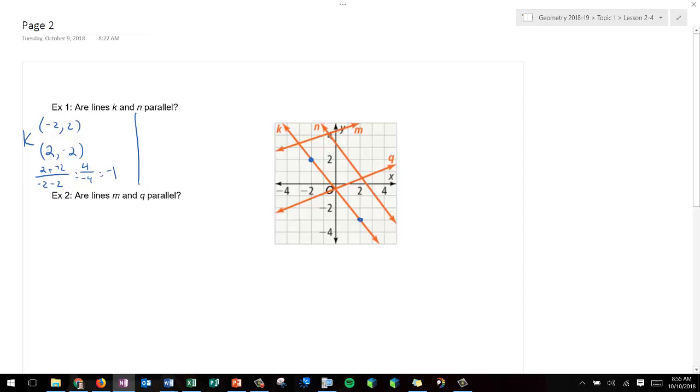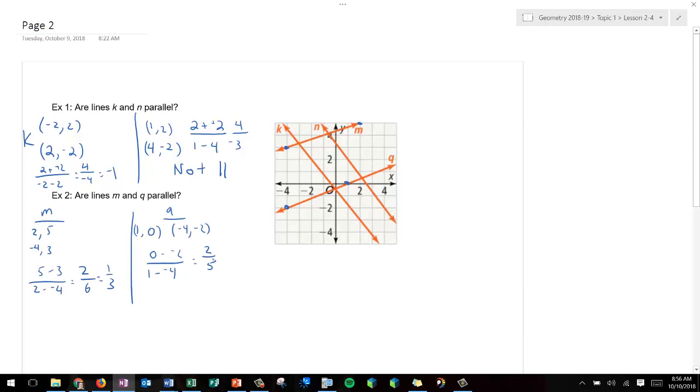If I do the same process for N, it appears that I've got the point (1, 2) and the point right here, (4, -2). So if we do our slope here, I've got 2 minus -2 over 1 minus 4. That's going to give me 4 over -3. That's not the same as -1, so K and N are not parallel. Go ahead and try example 2. They want to know, are lines M and Q parallel? When you come back in, we'll be able to verify whether or not they're parallel. Go ahead and try it.